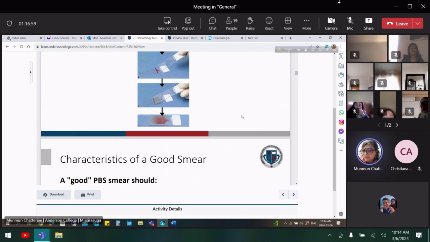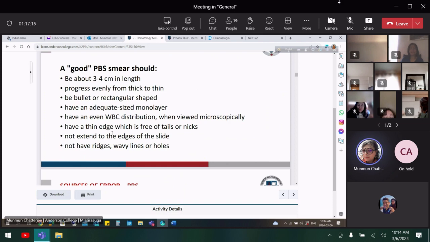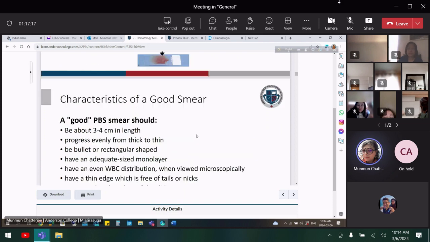How are you going to understand? When you see under the microscope, you can see an even layer of WBC, not thicker. So it should be thick to thin. It's not going to be thick, thin, one like this. There are holes, air bubbles like that. No. Have a thin edge free of trails or nicks.